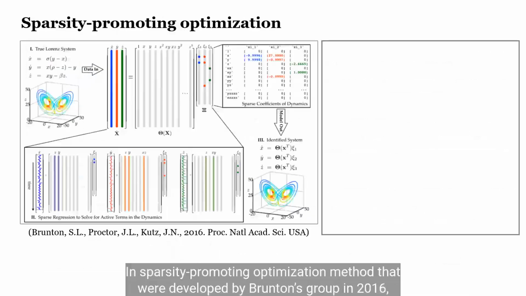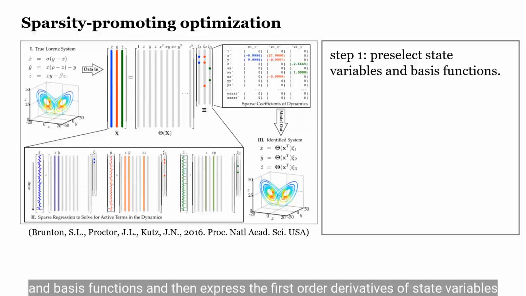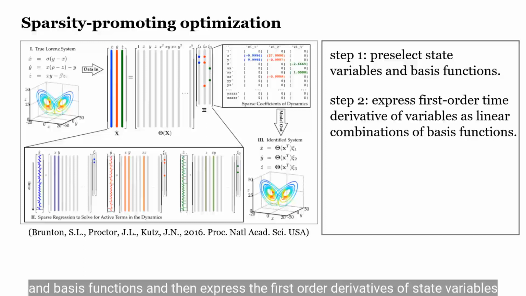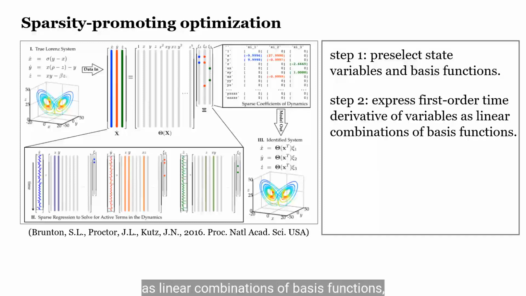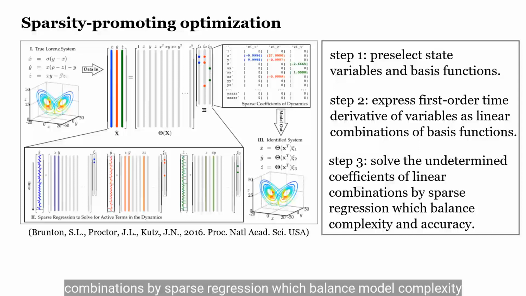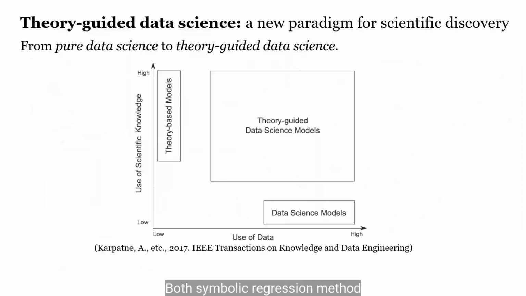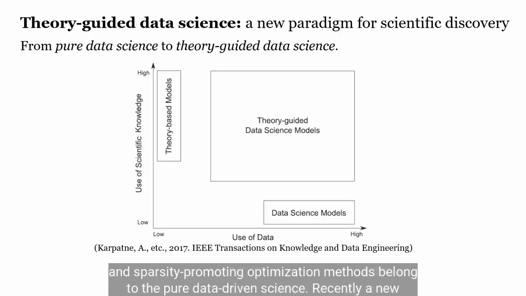In sparsity-promoting optimization method that was developed by Brunton's group in 2016, they first preselect state variables and basis functions, and then express the first-order derivatives of state variables as linear combinations of basis functions. Finally, solve the undetermined coefficients of linear combinations by sparse regression, which balances model complexity and prediction accuracy. This method is quite efficient, though it is still limited by the arbitrary selection of basis functions. Both symbolic regression method and sparsity-promoting optimization method belong to the pure data-driven science.